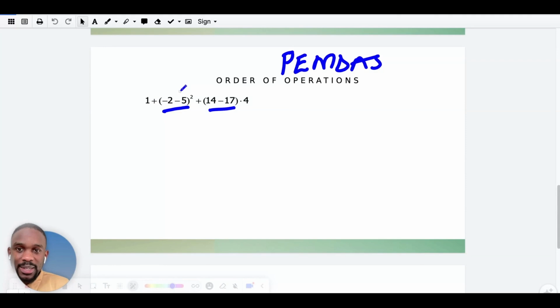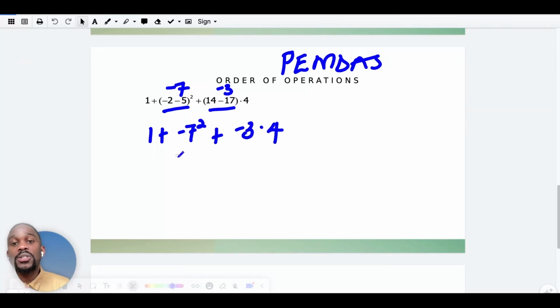So looking at this first pair of parentheses, we have negative 2 minus 5, and this gives you negative 7. 14 minus 17 gives you negative 3. So if we rewrite this expression, it becomes 1 plus negative 7 squared, plus negative 3 times 4. So we've dealt with what is in parentheses, so we're done with the P.